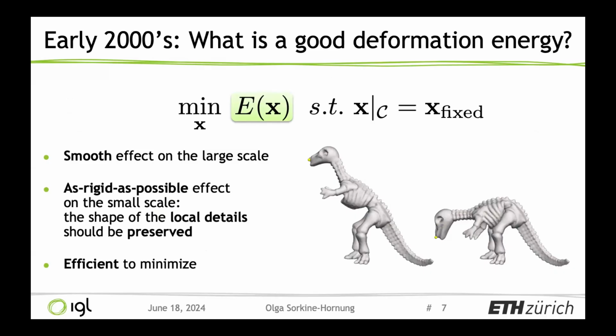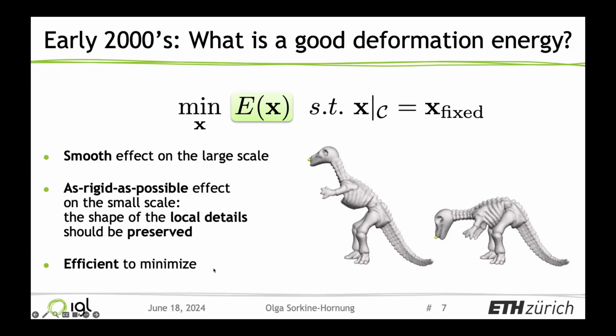And I would say that in the early 2000s, that's when it really boomed and started this type of research on variational deformations. People really focused on the question of what is a good deformation energy. So how to define this E functional. And all kinds of wish list items have emerged, and in particular, it's generally accepted that the deformation energy should create a smooth deformation effect on the large scale and an as rigid as possible effect on the local scale. So if our mesh represents nice geometric details, we want to preserve those details as we manipulate the shape.